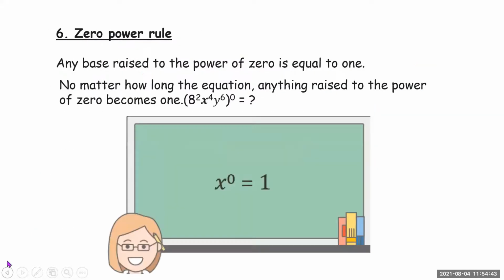Then the sixth one, which we know already, is the zero power rule. That means any base, here the base is x, raised to the power 0 will always give you 1. This could be any value: one variable, two variables, whatever it is. But if it is raised to the power 0, then the value is simply 1.